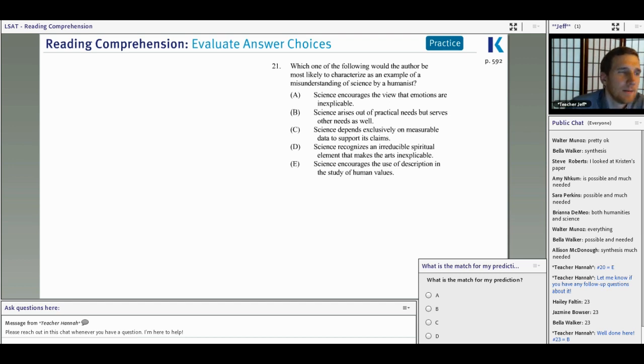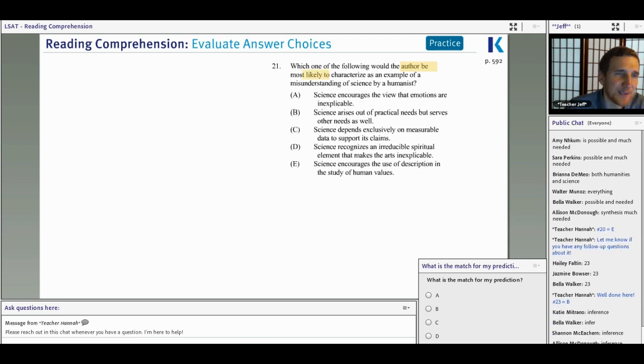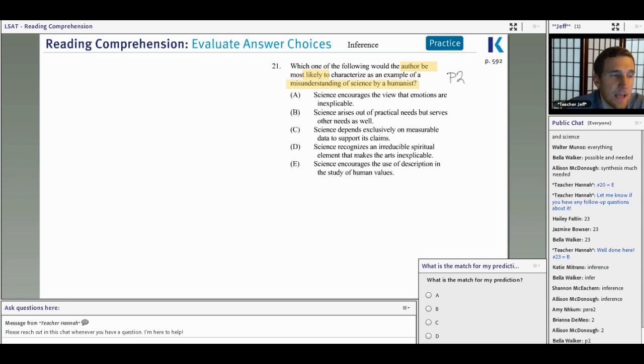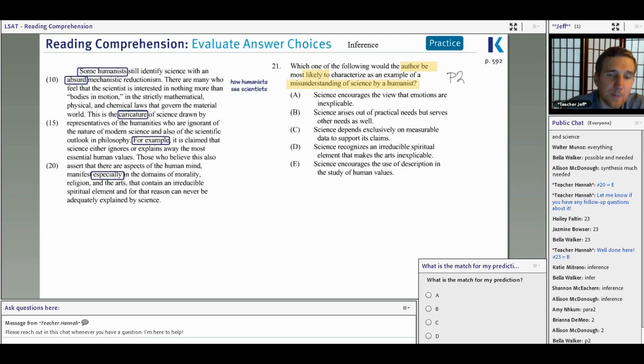It says author likely. Whenever it's bringing up what that author, yeah, it's an inference question. Where are you researching to solve this question? Because remember, research is what matters. It's an open book test. When it says a misunderstanding of science by a humanist. Okay, that's paragraph 2. For sure. Now, it's not just anywhere in paragraph 2. Where specifically in paragraph 2 should you be researching if this talks about the author?